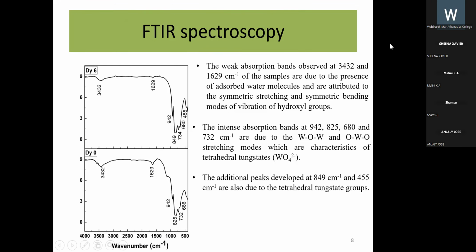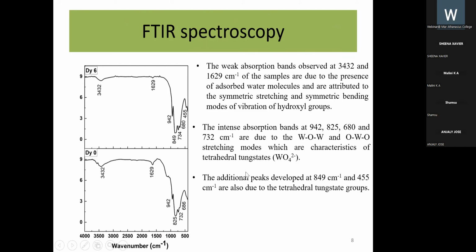And here are the FTIR spectroscopic patterns. The weak absorption bands are seen at 3,432 and 1,629 centimeter inverse, which are the peaks due to adsorbed water molecules, due to the symmetric stretching and the symmetric bending modes of hydroxyl groups.